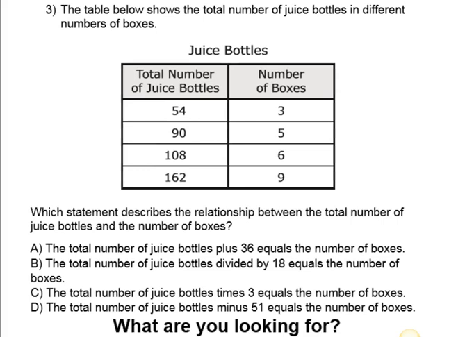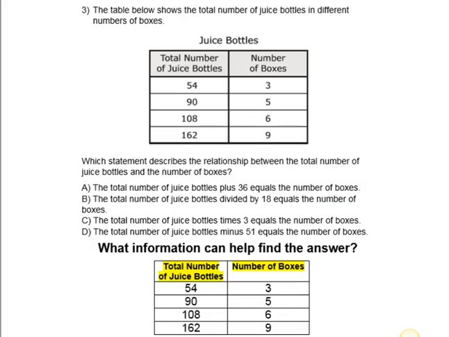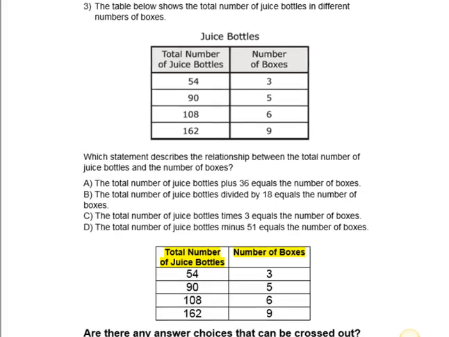What are we looking for? We are looking for the statement that describes the relationship between the total number of juice bottles and the number of boxes. What information can help us find the answer? Okay, it's the table. The table can help us find the answer, and all we did was copy it down at the bottom. Based on this, are there any answer choices that can be crossed out?